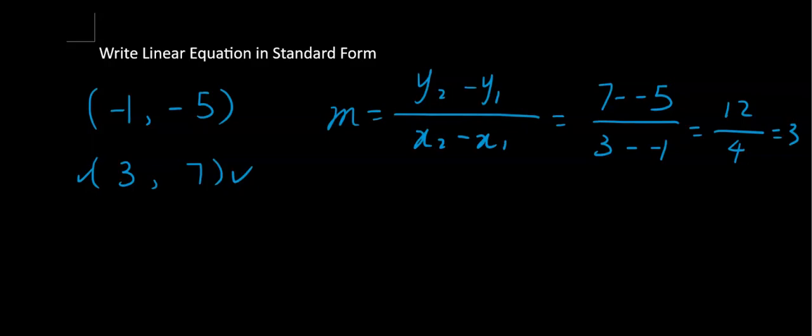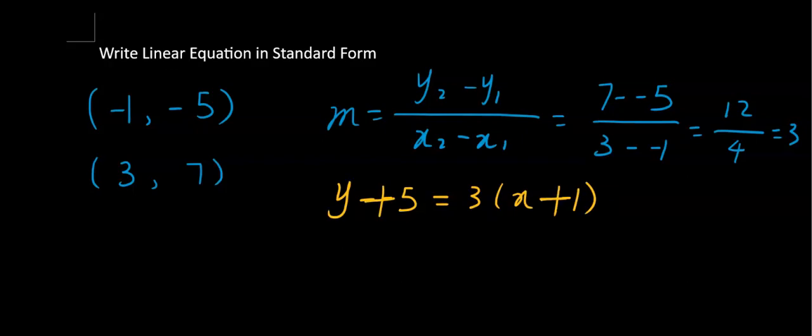Now, you have 2 choices. You can use the first point, or you can use the second point. Okay? Let's try to use the first point to write a standard form. But I want to write in point-slope form first. Then I'm going to convert it to standard form. Okay? y minus, this is my y's, equals slope times (x minus (-1)), plus. Then distribute: 3x plus 3, y plus 5.